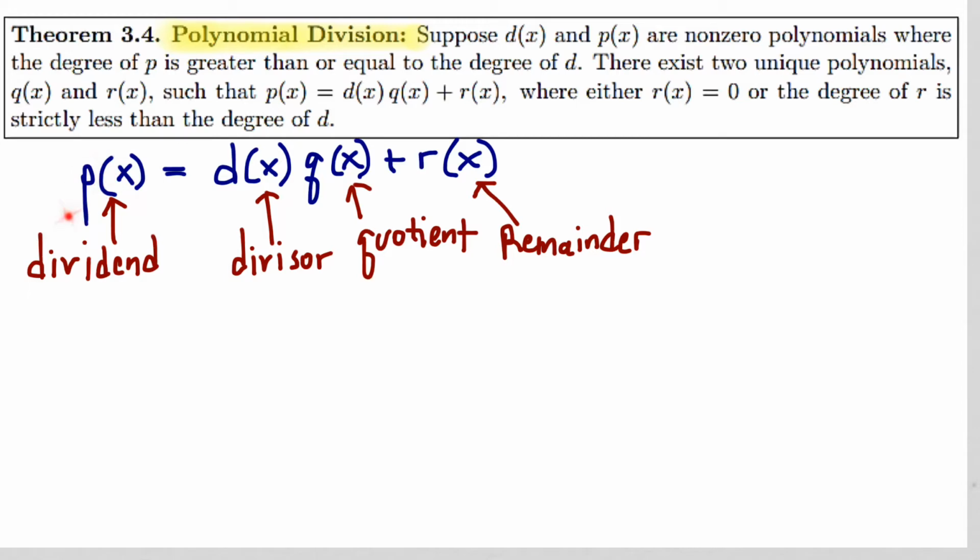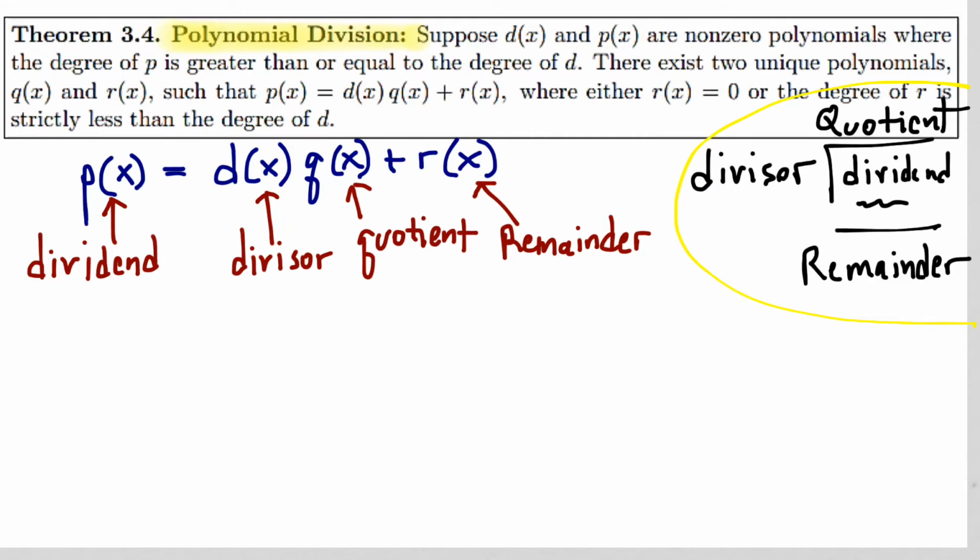Okay, so let's talk about what these things mean. P of x is called the dividend, d of x is called the divisor, q of x is called the quotient, and r of x is called the remainder. Now let's think about these in terms of a problem using numbers. So let's go way back to when you first learned how to divide numbers using the long division algorithm. We learned these words way back then.